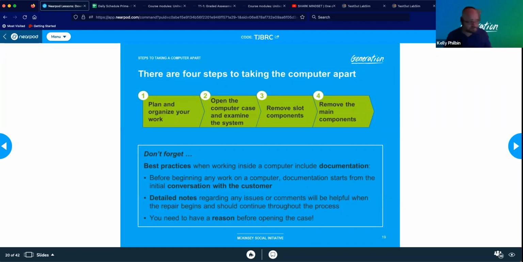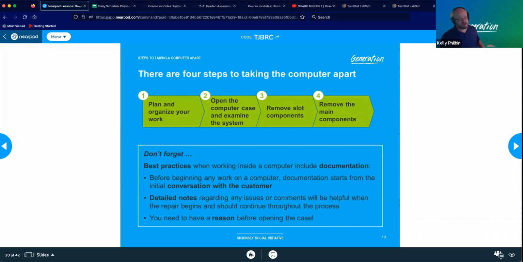We also want to make sure we have backups of any data that is on there. Just in case things go wrong, we want to make sure that the data is all backed up. So we've got all this done. Awesome. We're ready to go.